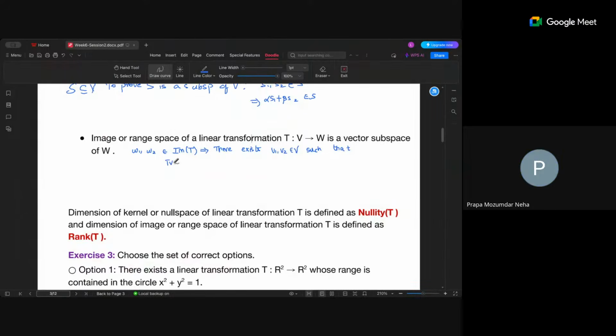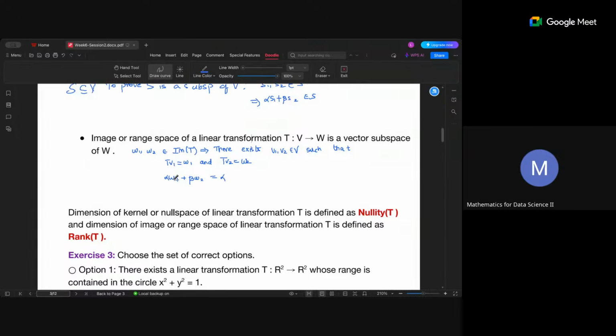V1 and V2 are the pre-images of TV1 equal to W1 and TV2 equal to W2. Yeah, this is the definition of image. Yes or no? Right? Now, what can we say about alpha W1 plus beta W2?